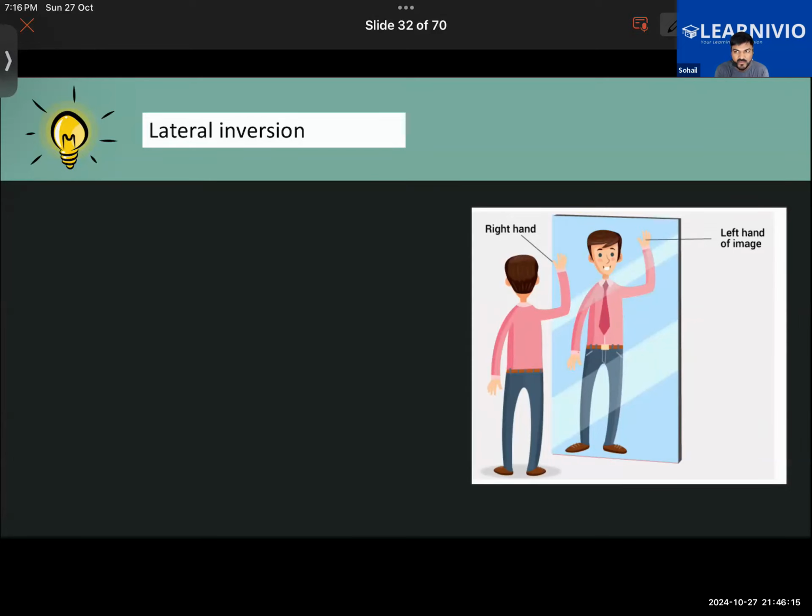Okay. And as for you, Gauri, there are a few points which Abdullah has not mentioned, so you can mention the missed points. We can't obtain it on a screen. We can or can't? Can't. Because it is a virtual image and not a real image. Okay.